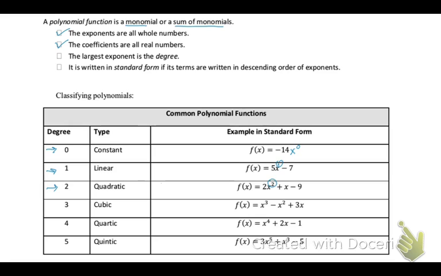A degree 2 polynomial is quadratic, and its largest exponent is the second power. Degree 3, its type is a cubic, and its largest exponent is the third power. Degree 4 is a quartic, its largest exponent is 4, and then finally degree 5 is a quintic, and its largest exponent is 5. We don't use quintic a lot, but it's just good for you to know that type of polynomial.